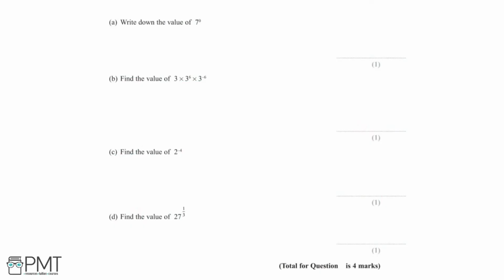In part A, we need to write down the value of 7 to the power of 0. Now we know that any number to the power of 0 is equal to 1. And so 7 to the power of 0 is just equal to 1.